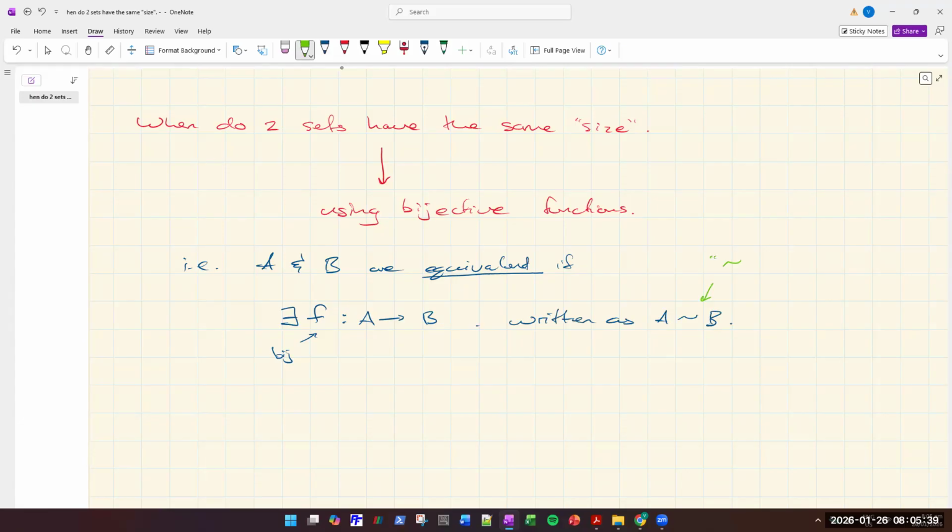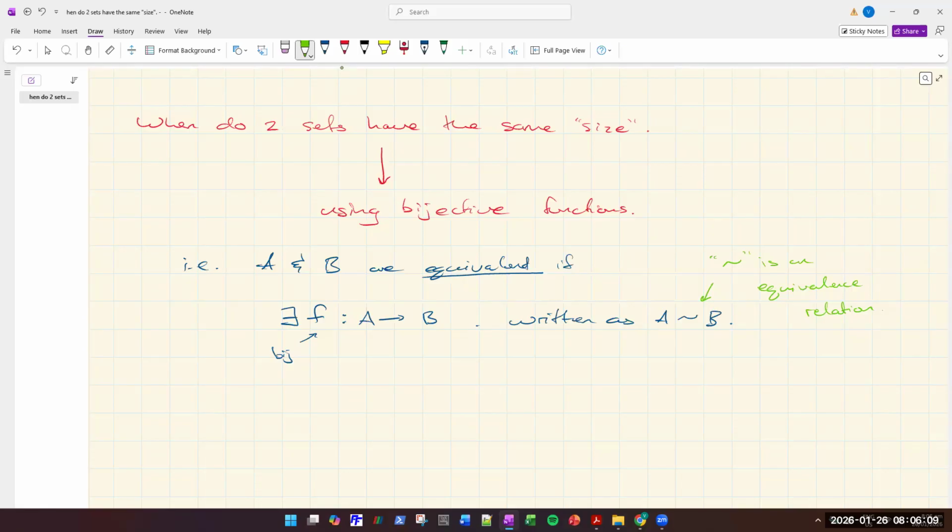Okay, so we showed that this relation is an equivalence relation, right? So that means A is equivalent to A. If A is equivalent to B, then B is equivalent to A. And if A is equivalent to B and B is equivalent to C, then A and C are also equivalent.